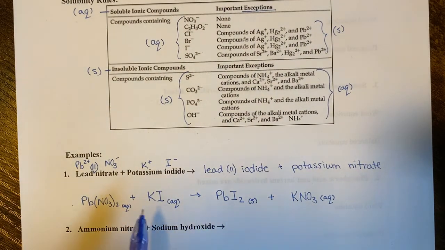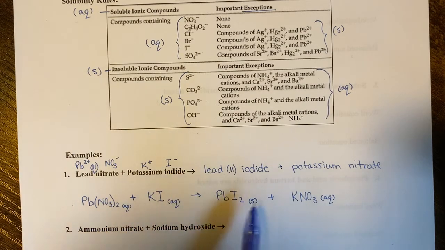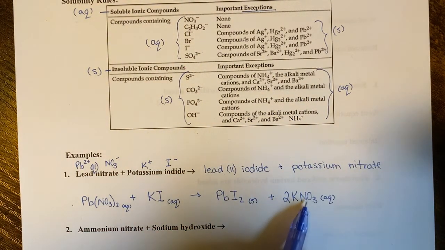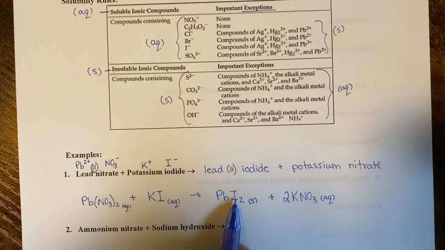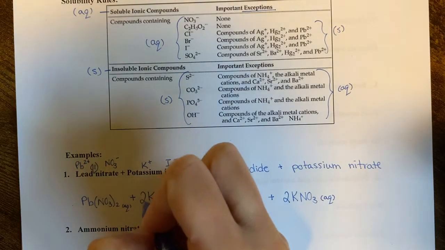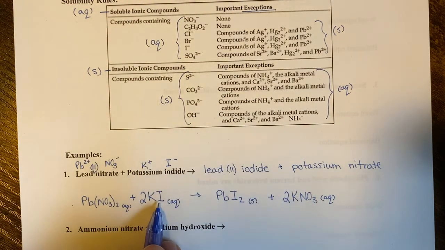Finally, to balance this, if we look over here, we have 2 nitrates, and over here we only have 1. So we can add a 2 out in front of that. That gives us 2 nitrates is balanced, but it gives us 2 potassium ions. Here we have 2 iodine ions, so we need 2 of each of these. So we'll add a coefficient 2 in front of the potassium iodide. And then that one's all done.